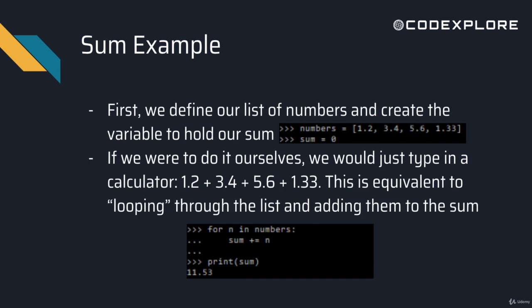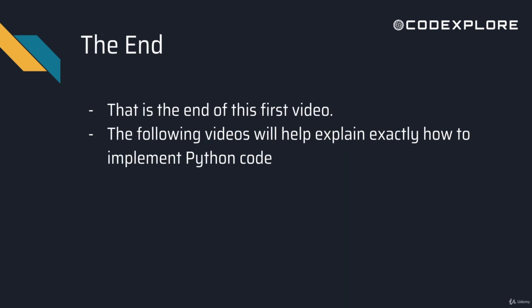All right? So just like we said, we first define our list of numbers, hold the sum, and then we could actually check if we were right. So 1.2 plus 3.4 plus 5.6 plus 1.33, and that gets 11.53. All right, so this is the end of this video, and we're going to start going into Python code.